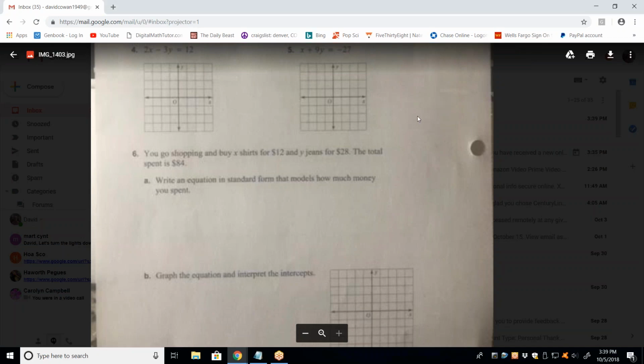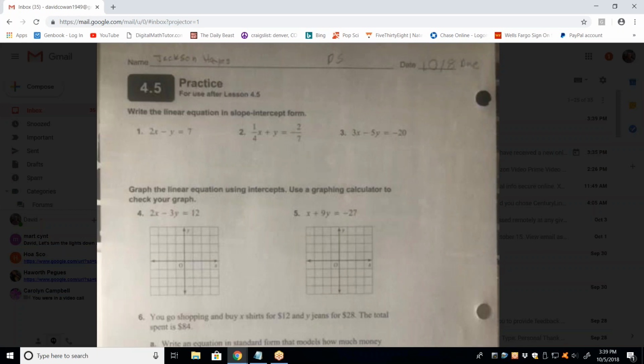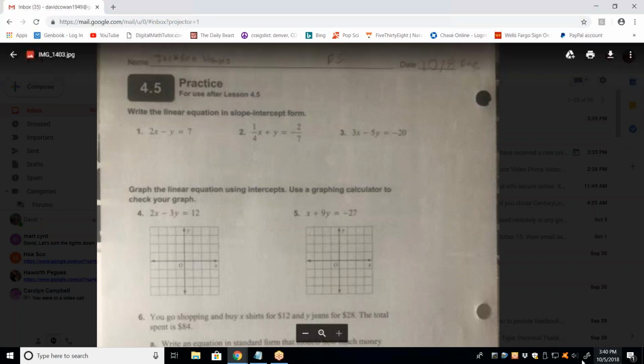Let me get to the point where I can see this file. Okay, so I can read it enough. I don't know if Jackson can or not. I can. You can. Okay, good.